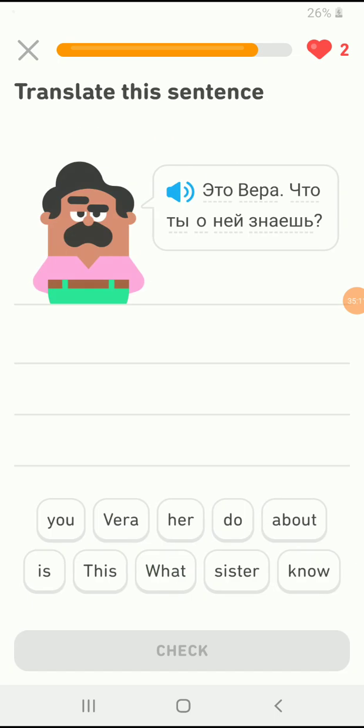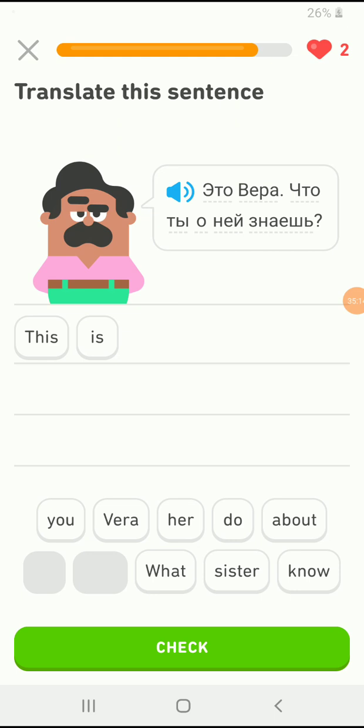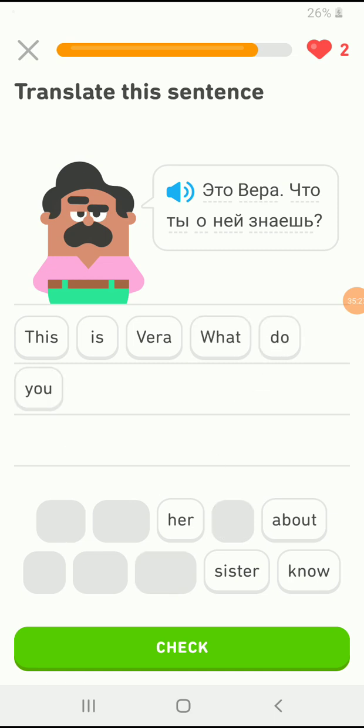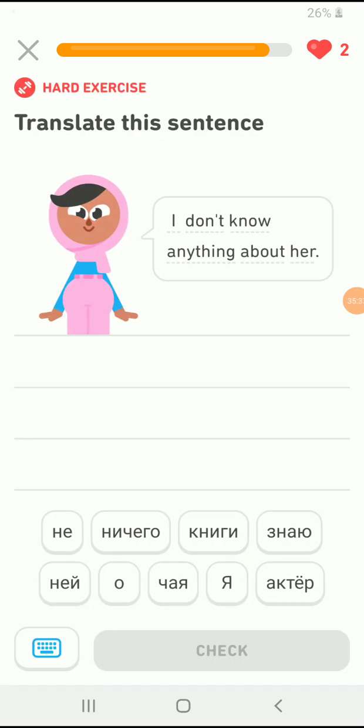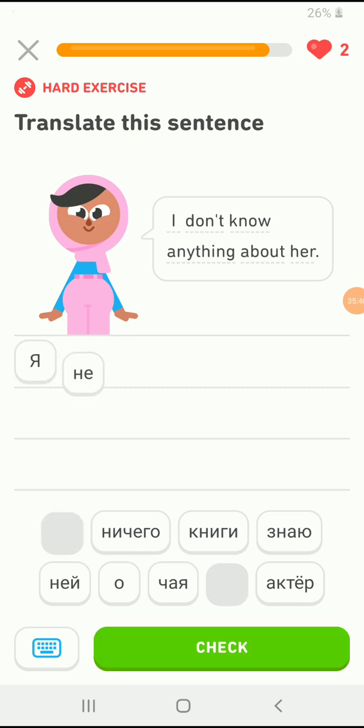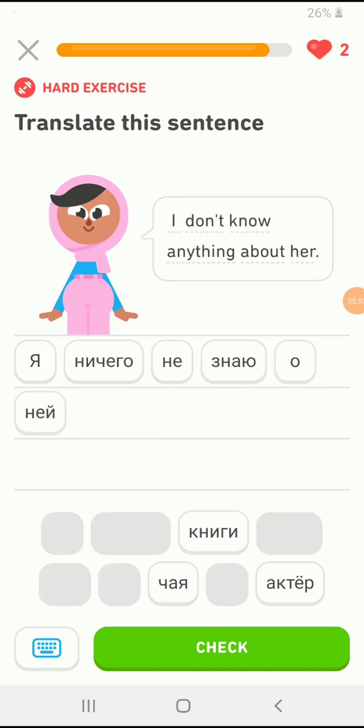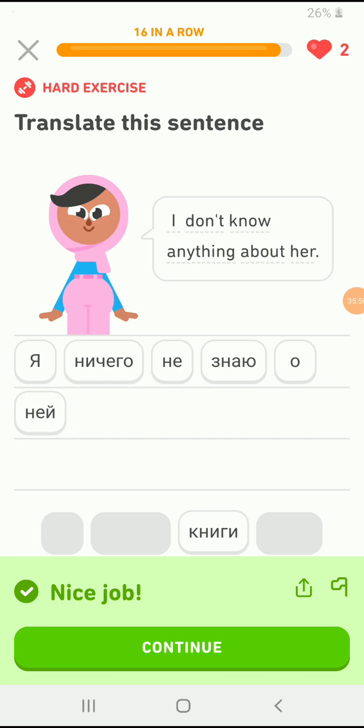Это Вера. Что ты о ней знаешь? So this is Вера. Что ты о ней думаешь? It's a female, so it's not нём, it's ней. So this is Вера. What do you know about her? And I don't know anything about her. Я ничего не знаю о ней.